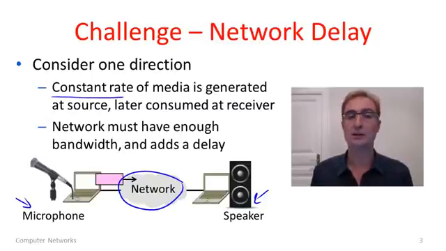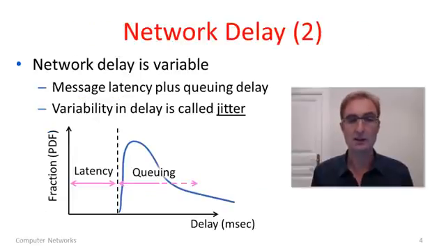So the network is going to add delay as packets go across it, so the consumption must be at a later time than the production. And the network also needs to have enough bandwidth. If we can't get the data through the network, well, you're not going to be able to make that VoIP call. But even when there is enough bandwidth, we need to deal with the delay. So let's think a little more about the delay through the network.